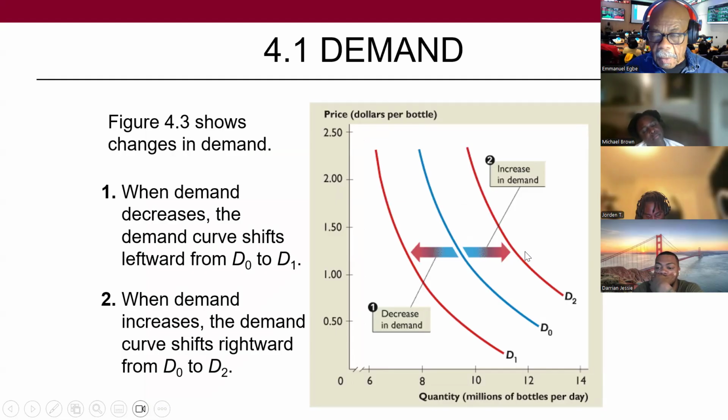Okay, so there are two different things: a change in demand and a change in quantity demanded. A change in quantity demanded depends strictly on price, while a change in demand is caused by other factors other than price, like change in income, change in attitude and perspectives, or a change in the size of the market.